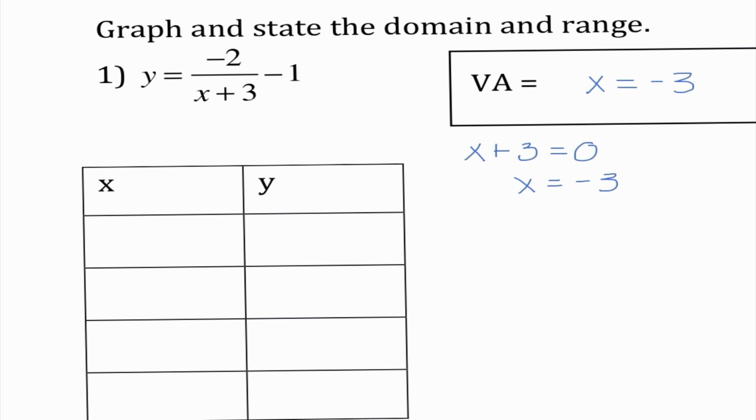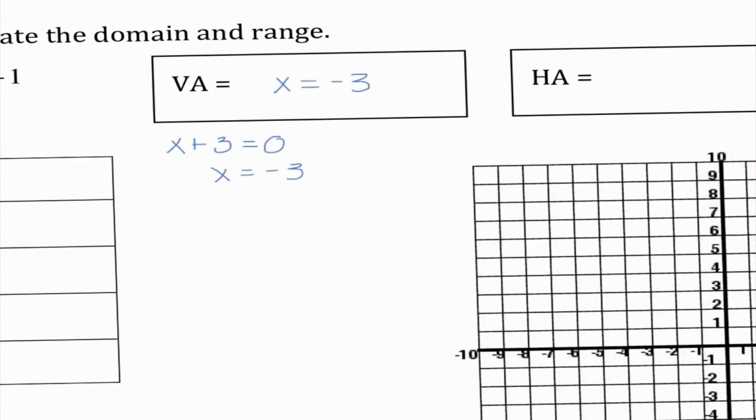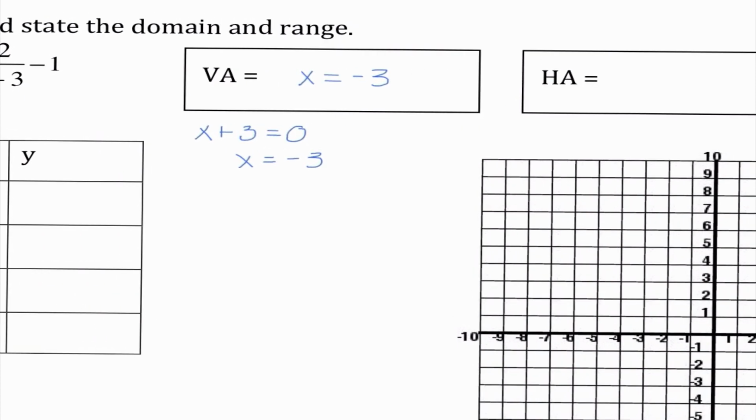It is extremely important that I write this as an equation. It's not just a number because I am showing that it is all the x values of negative 3. So it is a line, it's not just a point or an ordered pair. Now to find my horizontal asymptote, I'm going to set y equal to the constant. So I'm going to write y equals negative 1. Okay, so these are going to become some important values when we're figuring out how to actually graph this function.